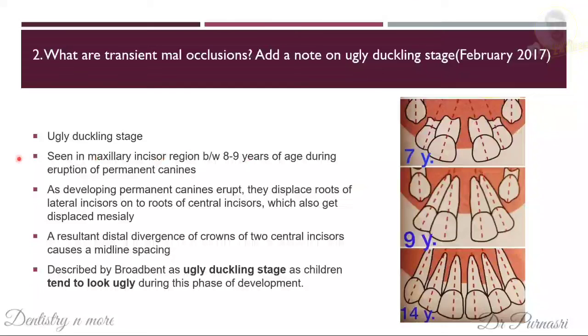So ugly duckling stage occurs during the eruption of the canine between 8 to 9 years. As the canine is developing, it applies pressure on the lateral incisor, which causes distal movement of the central incisor, and there is a spacing. This is called the ugly duckling stage by Broadbent. He gave this phenomenon first, so it is also called the Broadbent phenomenon. It is called ugly duckling stage because children tend to look ugly during this period. So you can draw the diagram as well with this answer.